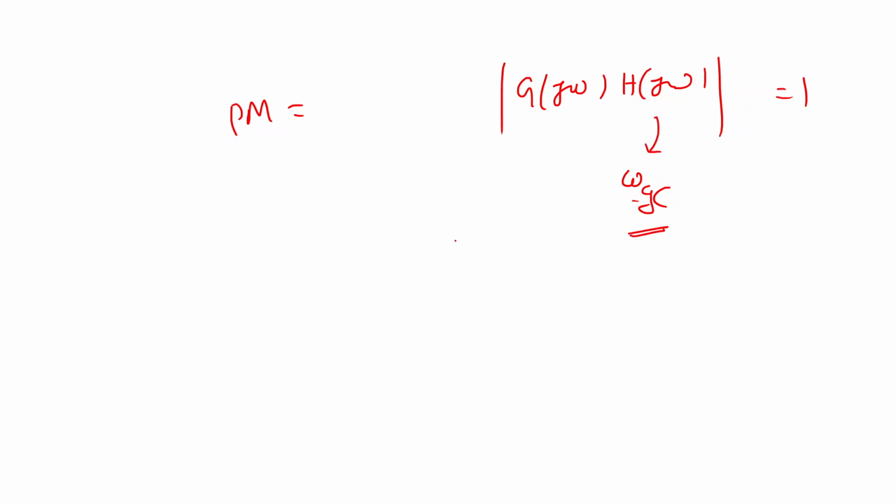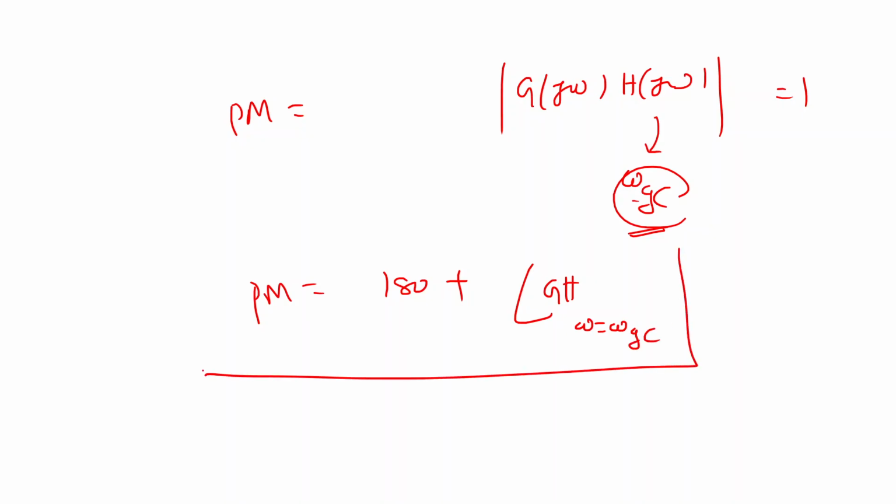For the phase margin you need to find out at which point your magnitude will be 1. From that, you have to find out the omega GC. Omega GC is the gain crossover frequency at which the magnitude is 1. From here, you will get the condition for omega GC. Then your phase margin is 180 plus the angle, so put that omega GC and find out the angle at omega equal to omega GC. This is the formula based questions.